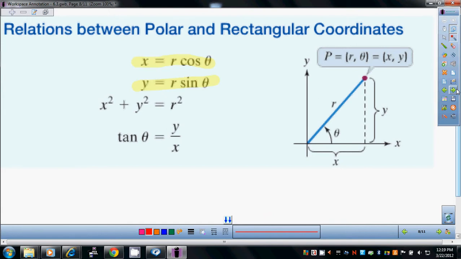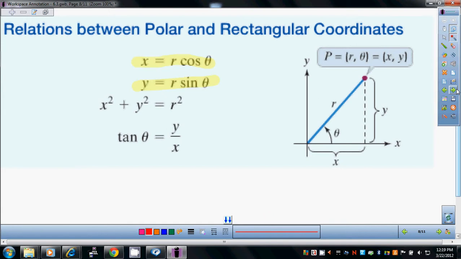See how every time there's a right triangle formed, with the adjacent part of your angle being your x, just like on the unit circle, and the opposite part will always be your y. So cosine of theta is just x over r, and if you solve for x, it's r cosine theta. And sine of theta is y over r, so if you solve for y, it's r sine theta.